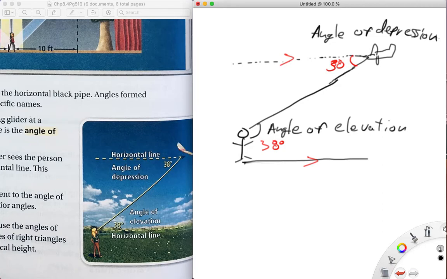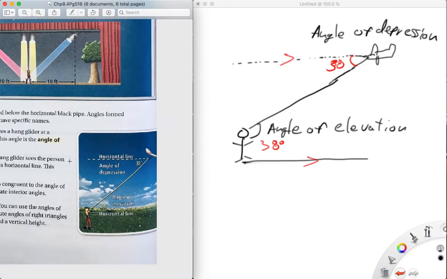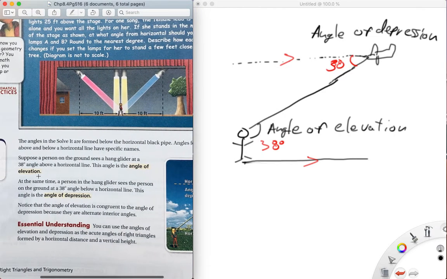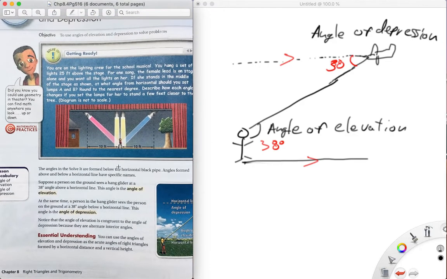All right, so we have angle of elevation and angle of depression. Angle of elevation, you're looking up at an object. Angle of depression, you're looking down at an object, while those two objects are going in parallel directions, essentially alternating interior angles. And according to the book, the person on the ground sees a hang glider above the horizontal horizon, angle of elevation. At the same time, the person passing down sees the ground, that's the angle of depression. So, looking up, angle of elevation; looking down, angle of depression.